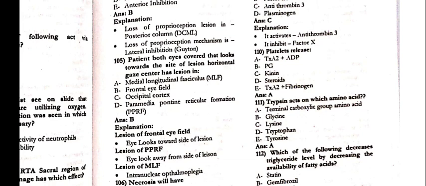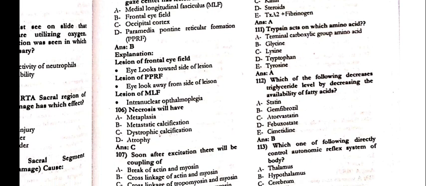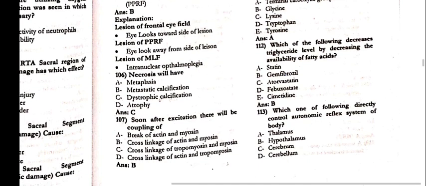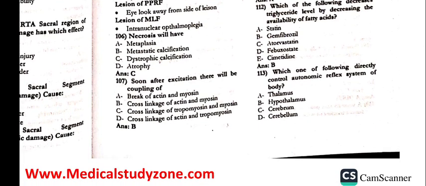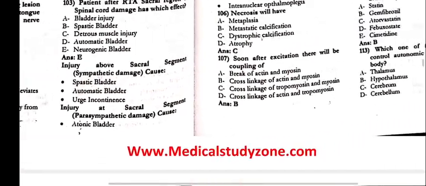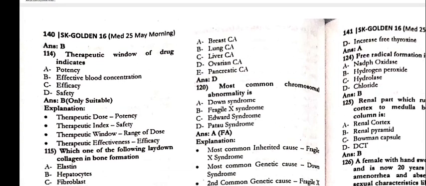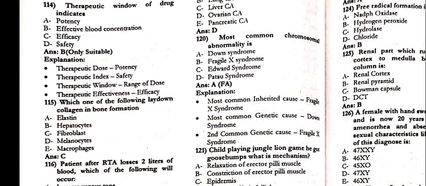The platelet releases thromboxane A2 and ADP. The trypsin acts on which amino acid? That is the terminal carboxyl group amino acid. Which of the following decreases triglyceride level by decreasing the availability of fatty acid? That is gemfibrozil. Which one of the following directly controls the autonomic reflex system of the body? That is the hypothalamus. Next, the therapeutic window of the drug indicates the effective blood concentration. Which one of the following cells does collagen and bone formation? That is the fibroblasts.